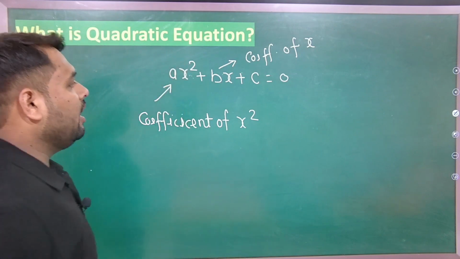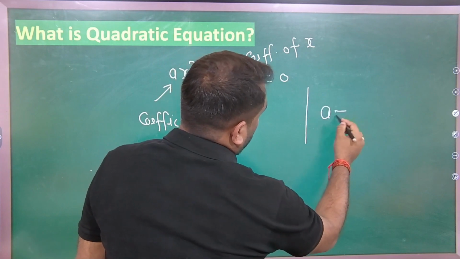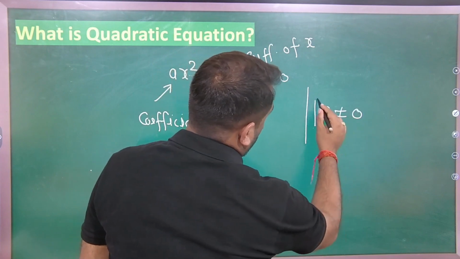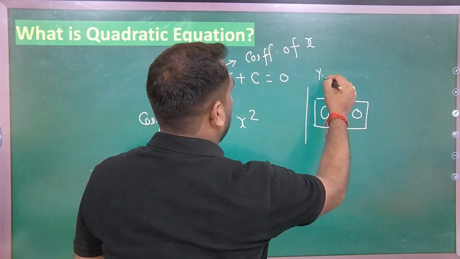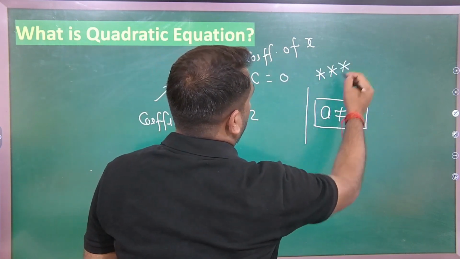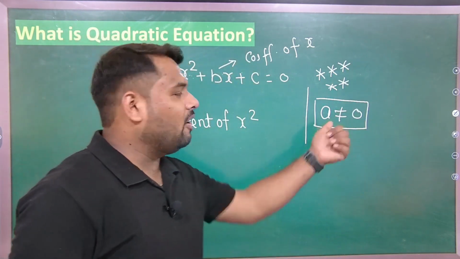And there is a very important condition: a must not be 0. This is very important. This is a star; you can write 5 stars here. This is a 5-star concept, that a cannot be equal to 0. Why?